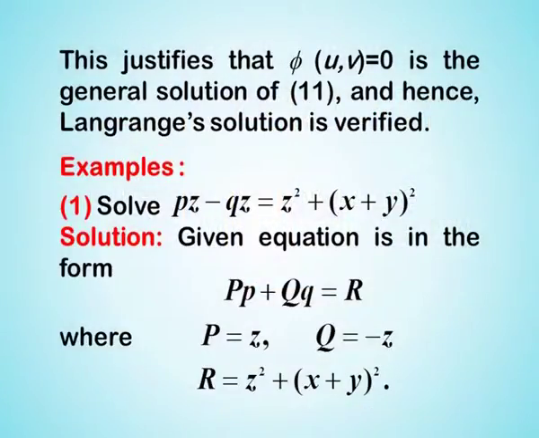But having obtained 11, the whole theory concludes now. We say that this justifies that the function of u and v equal to 0 is the general solution of the equation 11, and hence the Lagrange's solution is justified, verified, or proved. The Lagrange's equation, which we have studied earlier, is dx upon p equal to dy upon q equal to dz upon r.